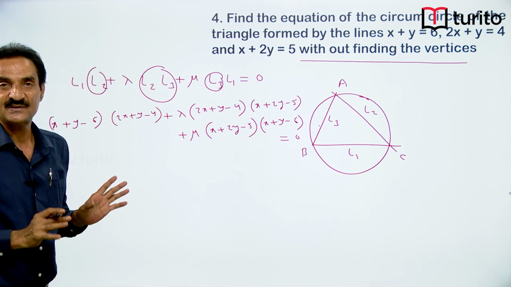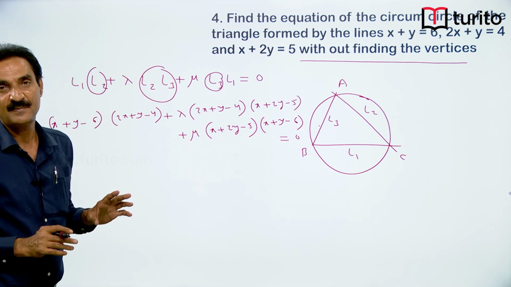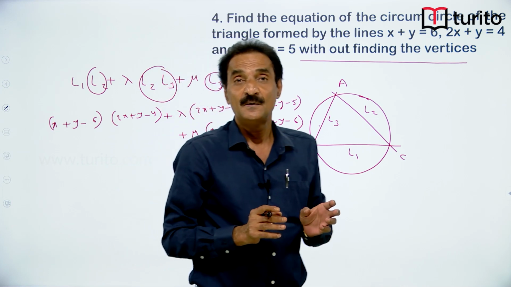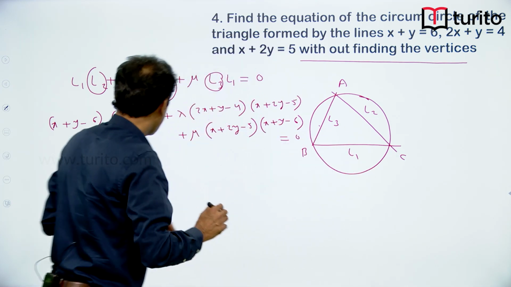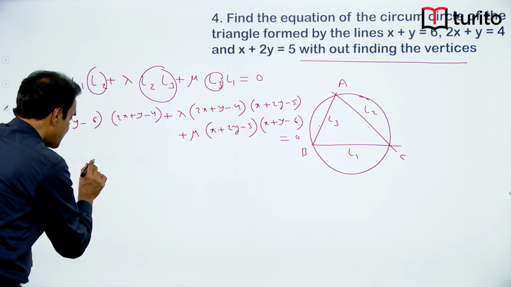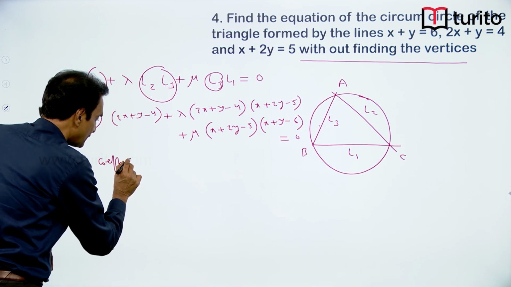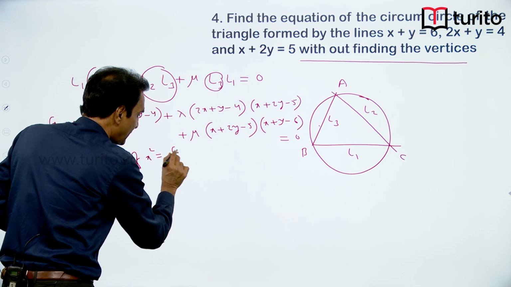This is some curve passing through A, B, C for any values of lambda and mu. Now, I want the values of lambda and mu for which this equation is a circle. So, what are the conditions? Coefficient of x square is equal to coefficient of y square.